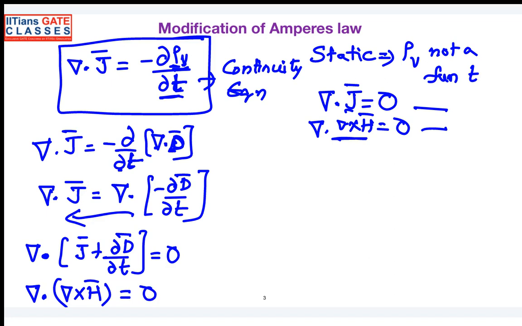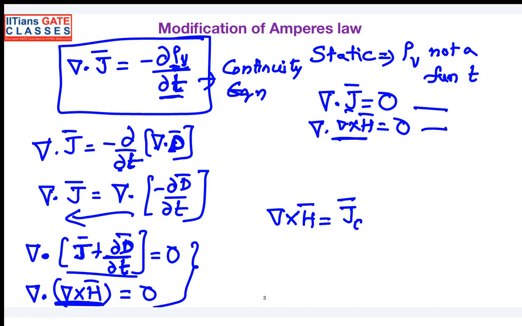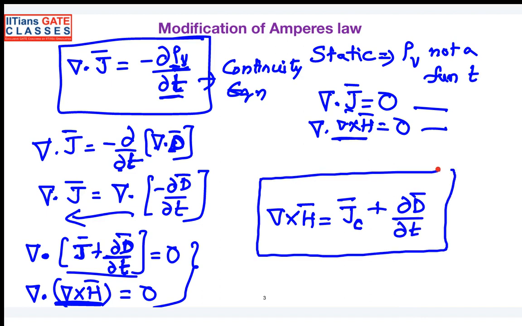So right now when you compare these two, what is the modification in the Ampere's law you got? The curl of the magnetic field intensity is not only the conduction current density, it is also the rate of change of the electric flux density with respect to time. So the curl of H can be expressed as the current density J, which is the conduction current density, plus dou D by dou T. This is called your displacement current density. So the Ampere's law has been modified when you go for the time varying fields using this equation.